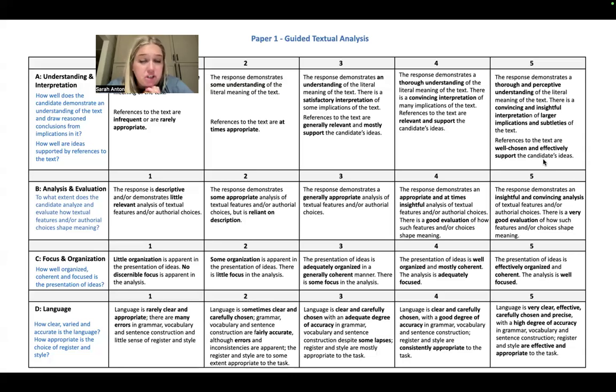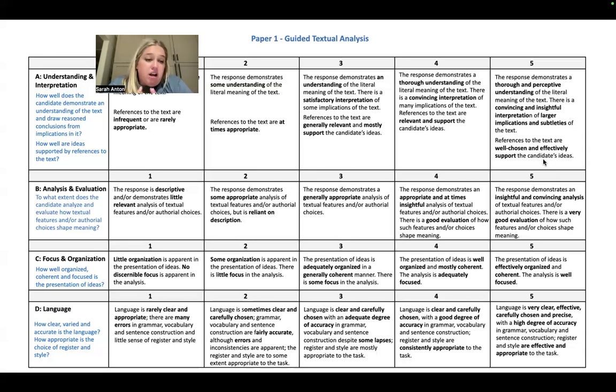In a DP situation, your pre-writing or your outlining will not be graded. Just the actual essay will. So for a 5, the presentation of ideas is effectively organized and coherent. The analysis is well focused, meaning that you don't go on a tangent, right?